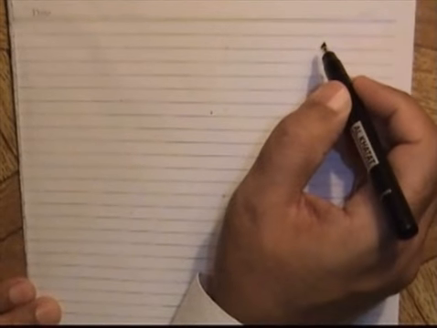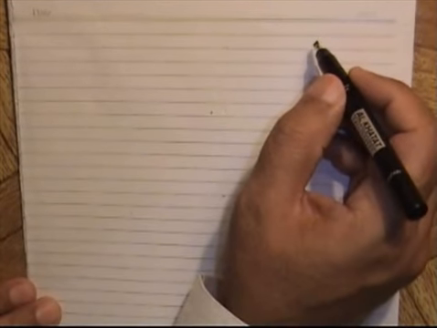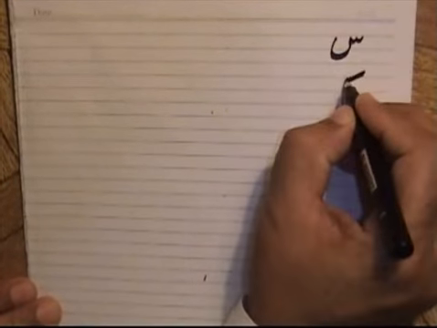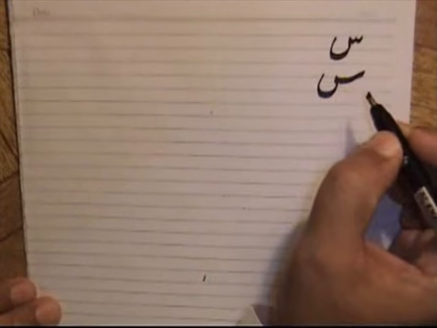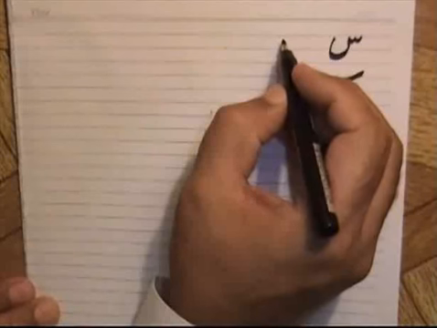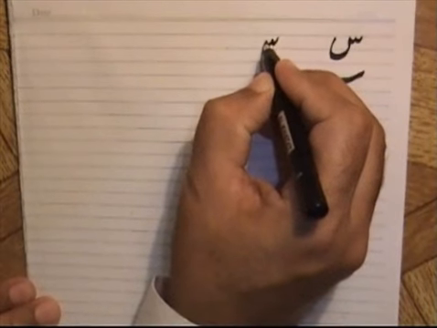In this video we will continue from the previous lesson, which is about the positions of alphabets: initial, medial and final. In the previous video we have seen the letters from alif to sin. So sin, this is the initial position of sin, or we can write sin in this manner. Sin is a connector, so the initial position of sin is like this.